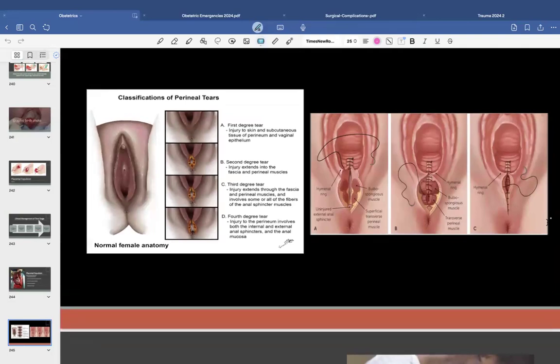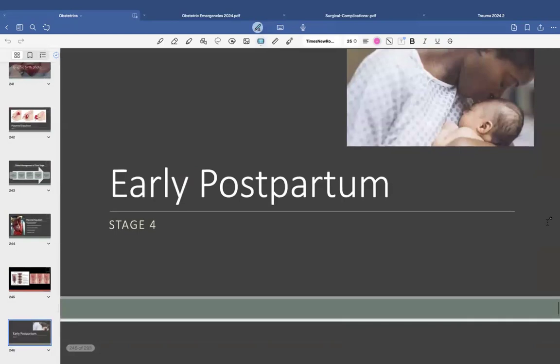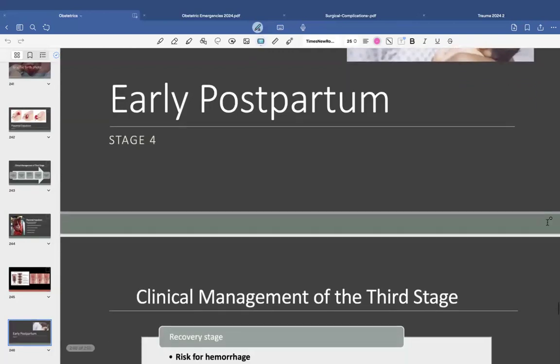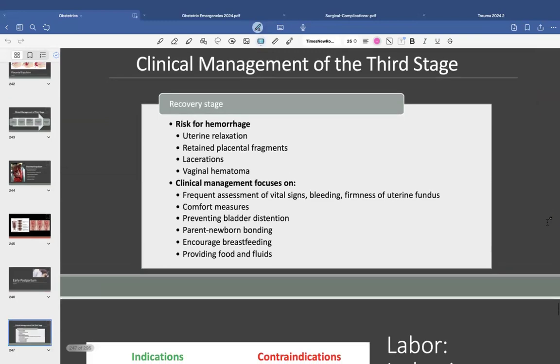Stage 4 is early postpartum. So we talked about this being the first hour or two to the first 4 to 6 hours of postpartum. Some clinicians identify the 4th stage of labor as the first hour after the placenta is expelled and the uterus starts to regain its tone. This begins a process called involution, when the uterus begins to go back to its normal size.